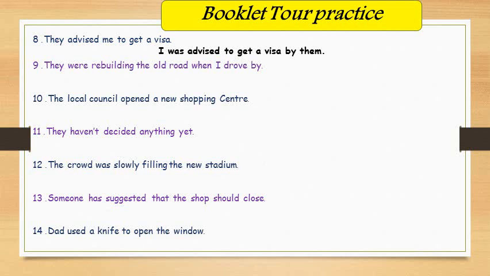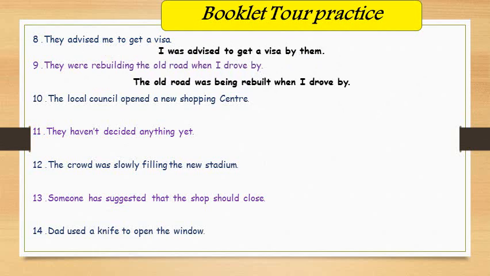Yes, where is the object? The old road. Singular or plural? Singular. Tense. Past continuous. The past continuous, what is the rule? Was or were, plus what? Being. Excellent. Plus the past participle. Was or were, being, plus the past participle. So the old road was being rebuilt. Excellent. The old road was being rebuilt.